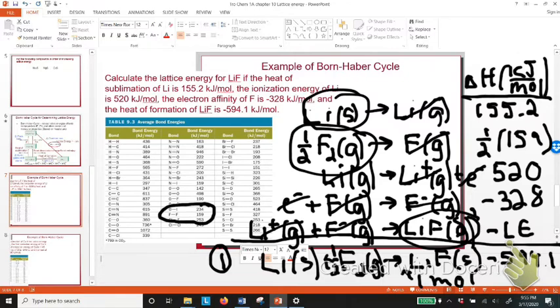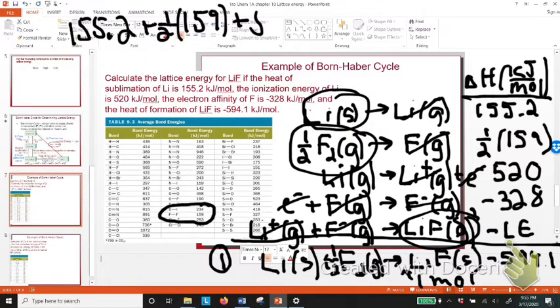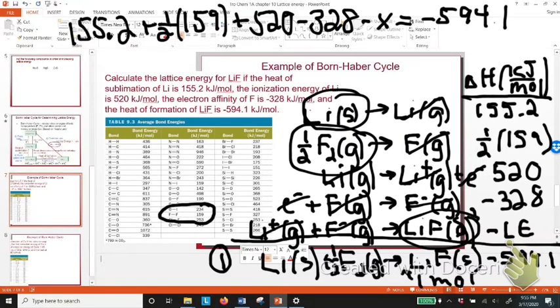Now the very last step is we're going to add up all of these values in the column, and remember they should add up to our final equation. So I'm going to do that at the top since I'm running out of room. So we have 155.2 plus 1/2 159 plus 520 minus 328 minus, I'm just going to put X for the lattice energy, equals negative 594.1.